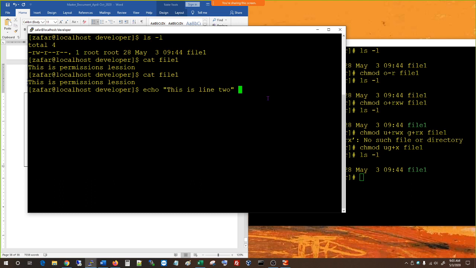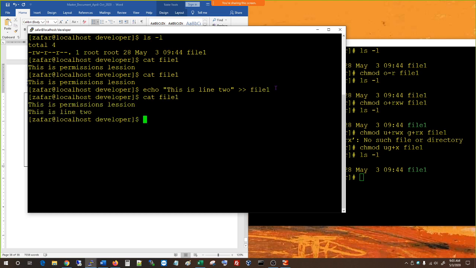Okay, which redirector would I use to add to the file? I want to keep the existing line and then I want to add to it. Yeah, go ahead. What? Double greater than sign. Yeah, two times greater than. Yeah, very good. Two times greater than file 1. So he's able to write to the file here, okay? Executing a file, I'll show you when we are doing the scripting here. When we're doing the scripting, I'll show that to you.